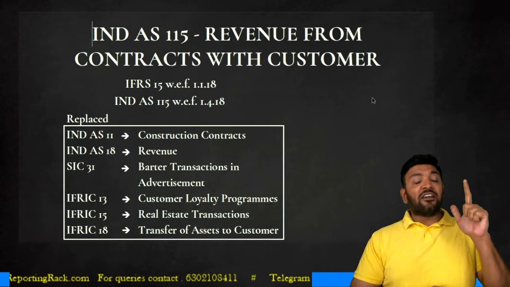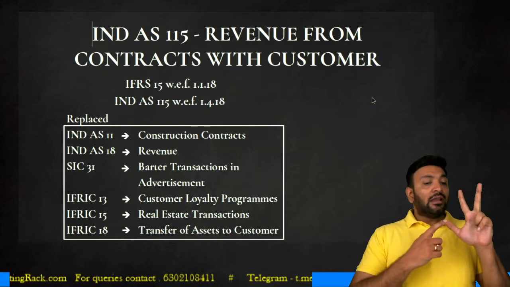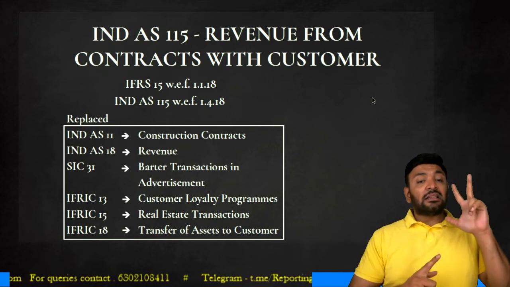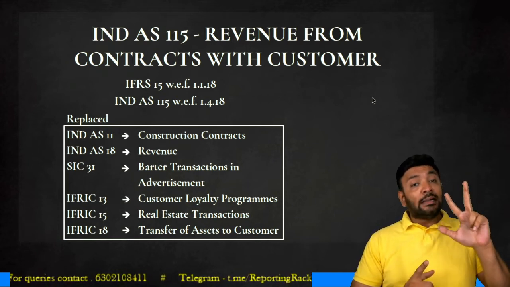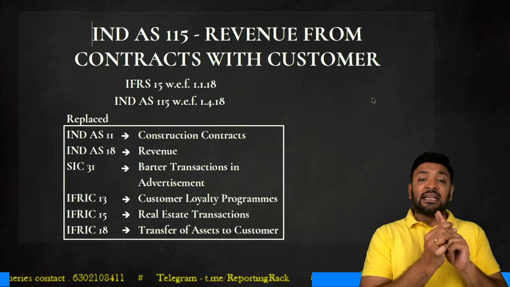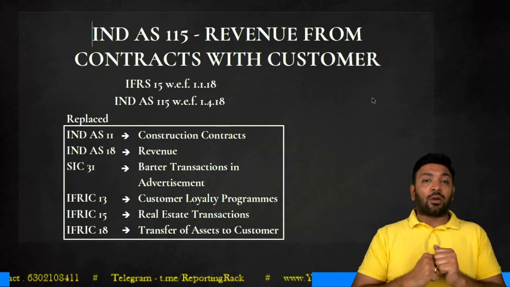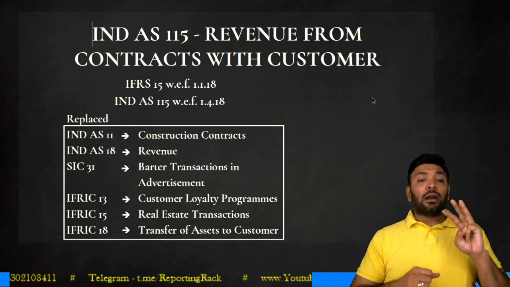IFRIC 13, IFRIC 15, IFRIC 18. These are the three IFRICs which were also to be read together with IND AS 18, now no longer applicable after the introduction of IND AS 115. What were these three talking about?